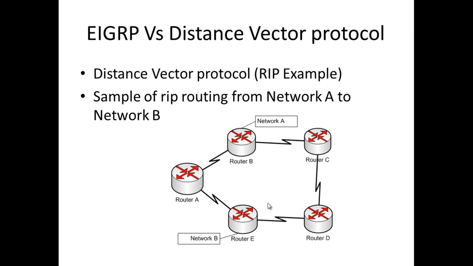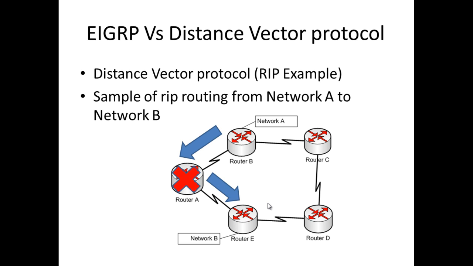Okay, now let's have an example between the EIGRP and the distance vector. Okay, for example between RIP and EIGRP. This is the sample of the network using RIP. For router B, for network A to reach network B, it should be routed as per the hops. The maximum through router A is 2 hops. Through router C it will take 3 hops. So the routing will move from router B to router A, and then from router A to router E.